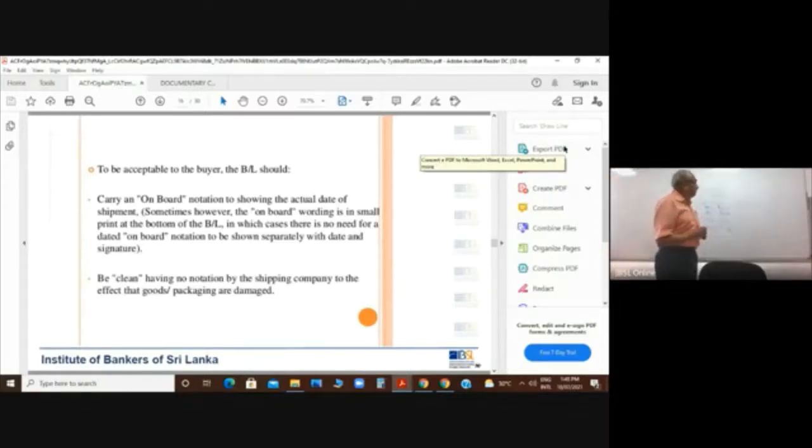Right? For example, in the BL, to transport oil barrels. Out of 50 oil barrels, 4 are leaking.